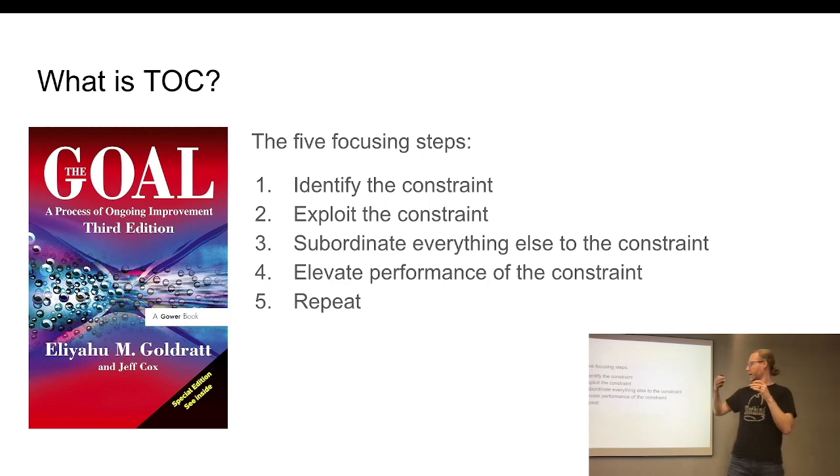And then the last thing before the repeat step at the end is you elevate the performance of the constraint. That might be you automate it somehow. There's any number of things you could do, but basically you're trying to increase the throughput of that constraint beyond just throwing resources at it. And if you do all that successfully and it's no longer your constraint, then you go look for the next one. The underlying assumption in this, which I think is not strictly true, is that every system has basically one constraint. I don't think that's fully true, but it's true enough that you can use it as a heuristic. So that is the high level view of theory of constraints.